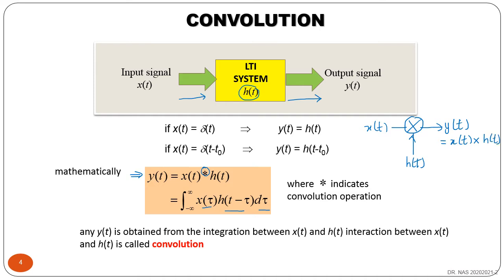If you have another system, x(t) into a system, but the input will be delayed by 2 seconds, and you have the output y(t), then in this case your y(t) is equal to x(t minus 2). But if you have a block diagram like this with an LTI system, then the output y(t) is produced by having a convolution between the input signal x(t) and h(t).